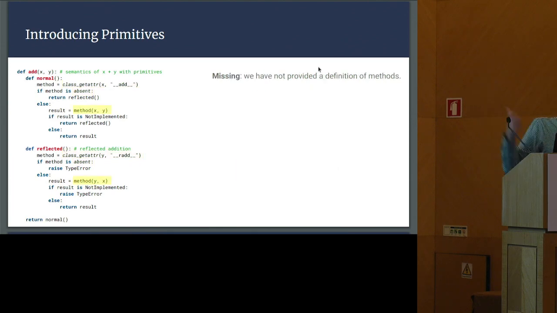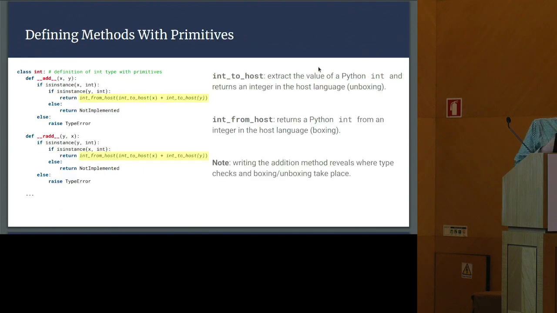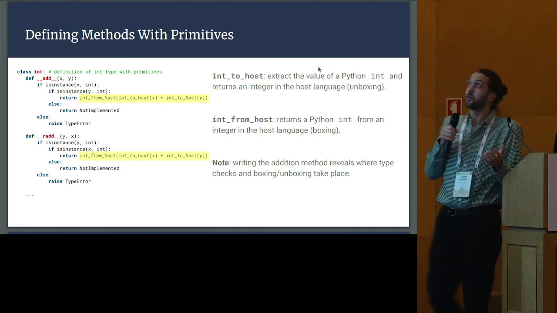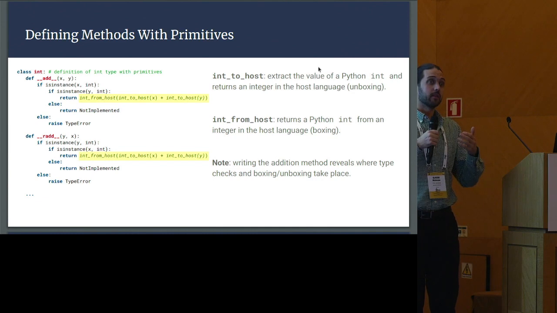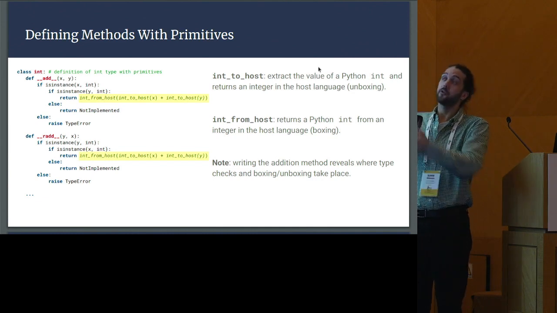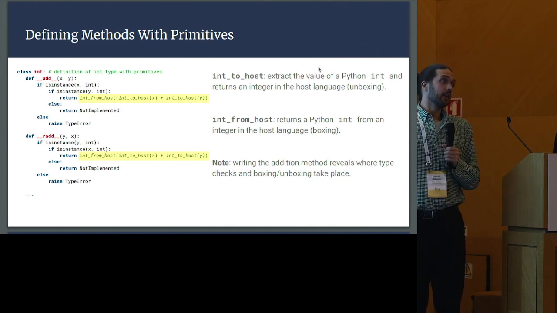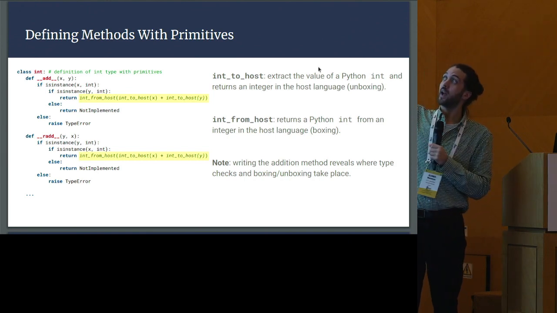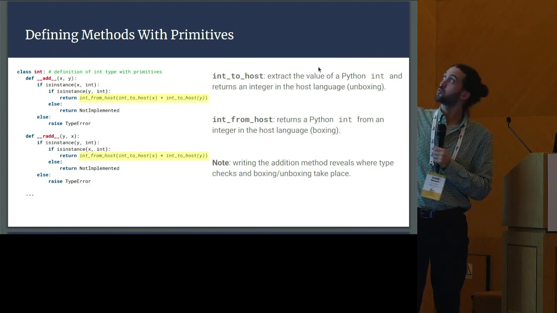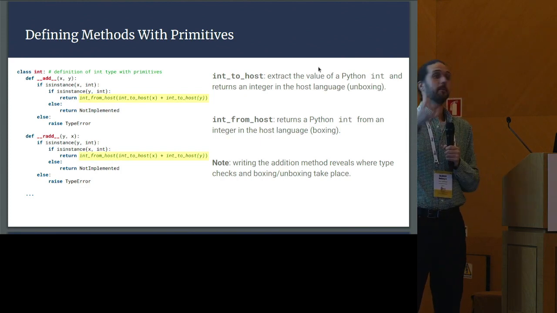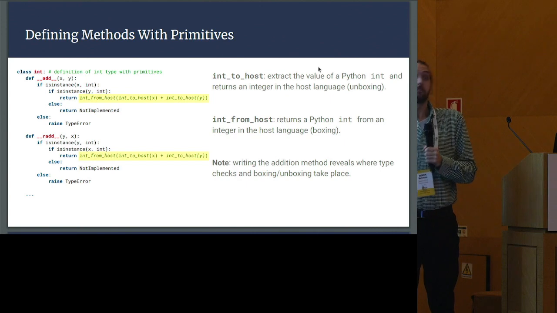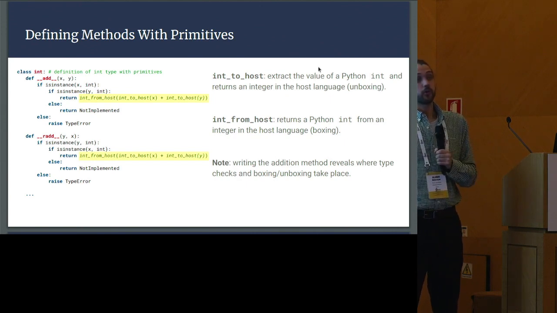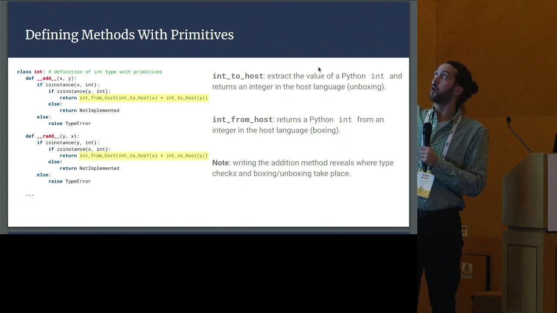Some of the logic happened in the method, and we did not define those yet. But we found that we can actually use the same strategy, that is, we'll write the int type, for example, in plain Python. We'll just add a few primitives to manipulate native values in the host language. And here we have two primitives which we use, which are called int to host, which takes a Python integer and unboxes it to get the value in the host language, and int from host, which does the reverse.